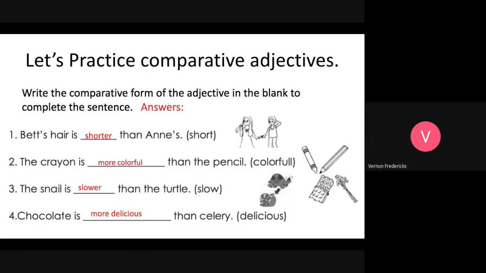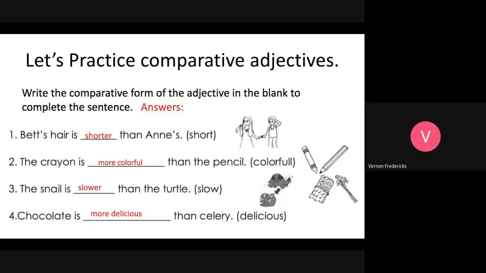So number one we did, yeah? Brett's hair is shorter than Ann's. Number two, the crayon is more colorful than the pencil. Why did we use more there? Colorful, three syllables. So remember, two and more syllables, we use more. Number three, the snail is slower than the turtle. The adjective is slow, one syllable, so we just use ER, slower.